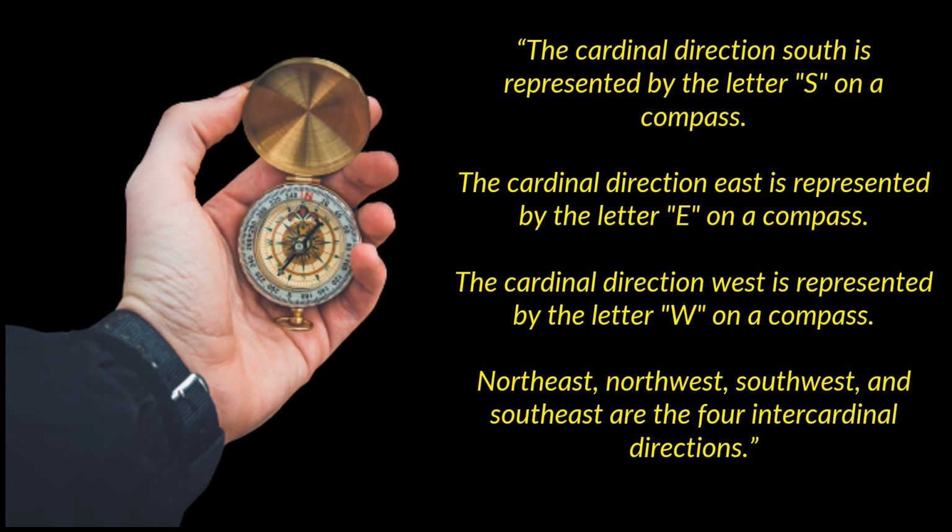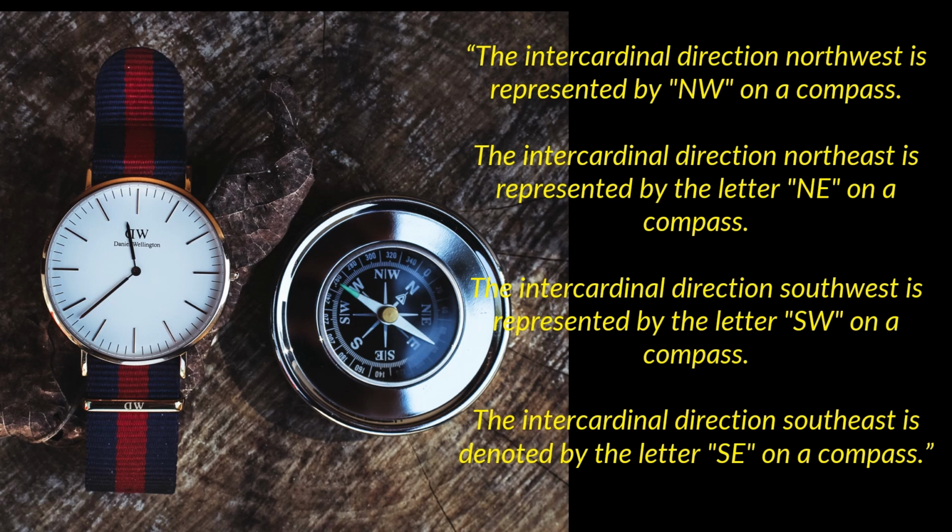Northeast, northwest, southeast, and southwest are the 4 intercardinal directions. The intercardinal direction northwest is represented by NW on a compass. The intercardinal direction northeast is represented by the letter NE on a compass. The intercardinal direction southwest is represented by the letter SW on a compass. The intercardinal direction southeast is denoted by the letter SE on a compass.